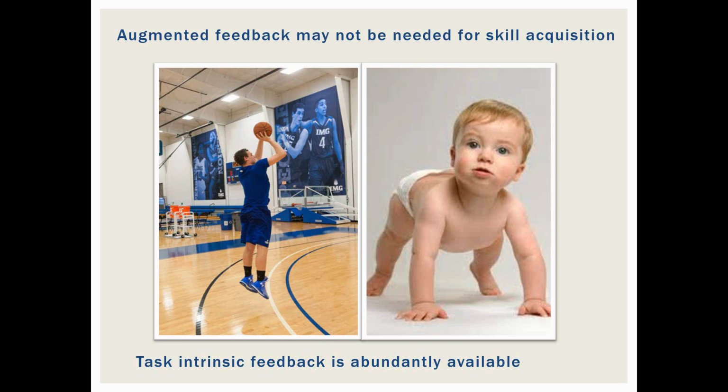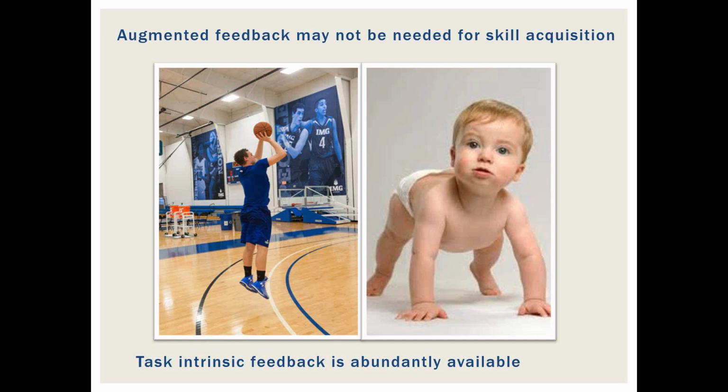A second category is that augmented feedback may not actually be needed for skill acquisition. And that is especially the case when task intrinsic feedback is abundantly available. So when task intrinsic feedback is really easily available, plus it's easily interpretable, then you don't actually need augmented feedback. If you're shooting 3-pointers, you can see whether the ball goes in the net or in the basket. You don't actually need someone to tell you. So it might be that task intrinsic feedback is sufficient in order to learn a skill like shooting a basketball.